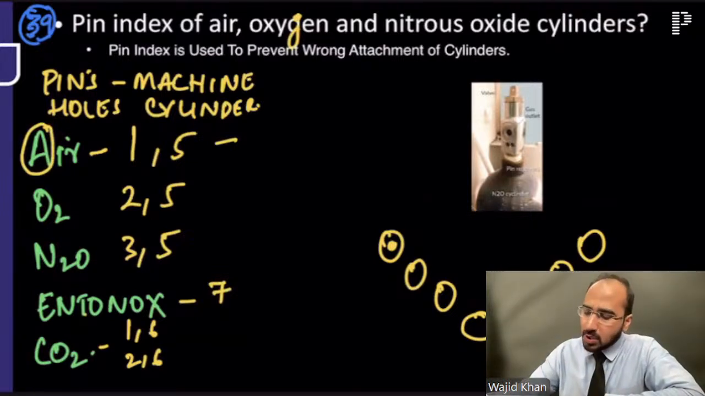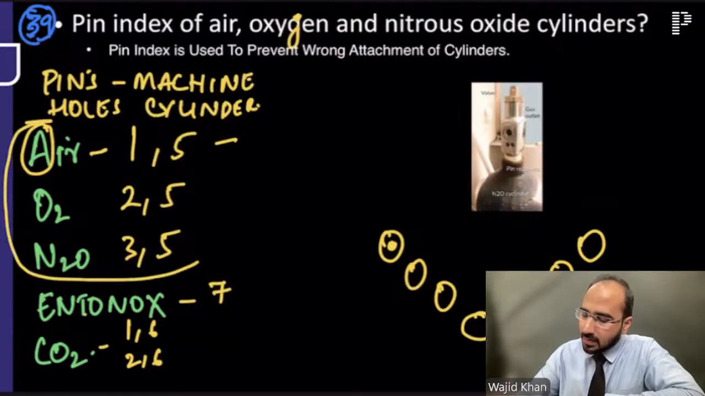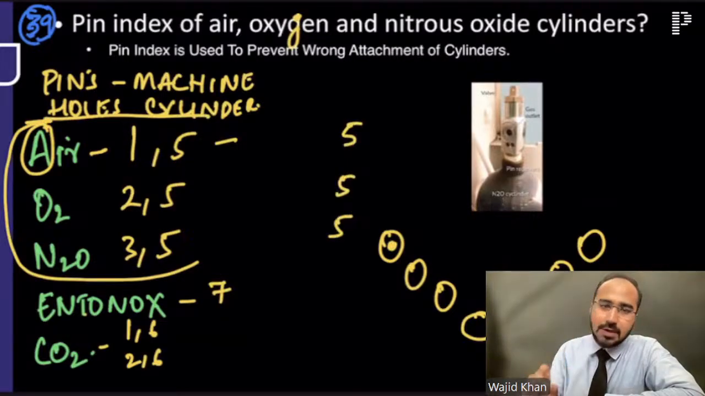So everyone look over here. Air, oxygen and nitrous, one thing is common. What is common? The second pin is common. 5, 5, 5. We just need to remember the first pin. Okay? Air pin index, air, remember air starts with alphabet A. A is the first alphabet. So it will be 1, 5. So we can remember air 1, 5.